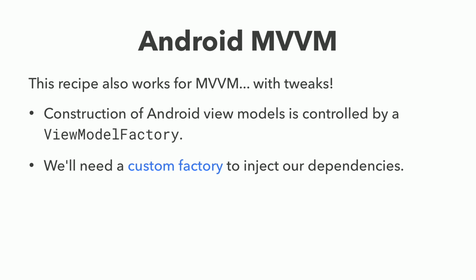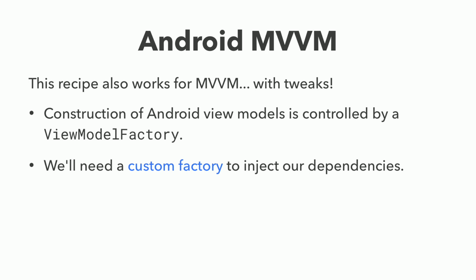So I mentioned earlier that MVVM is probably a little bit more popular now in Android because of that first-party support from Android. And this recipe that we've gone through works almost exactly the same as it does for MVP, with just a couple of tweaks. So the reason for the tweaks is that in MVVM, as given to us by Android, we're not the ones who construct view models. We don't call a constructor and give it dependencies. So we have to do a little bit more work to figure out, how do I give a production dependency or a test dependency to a view model?